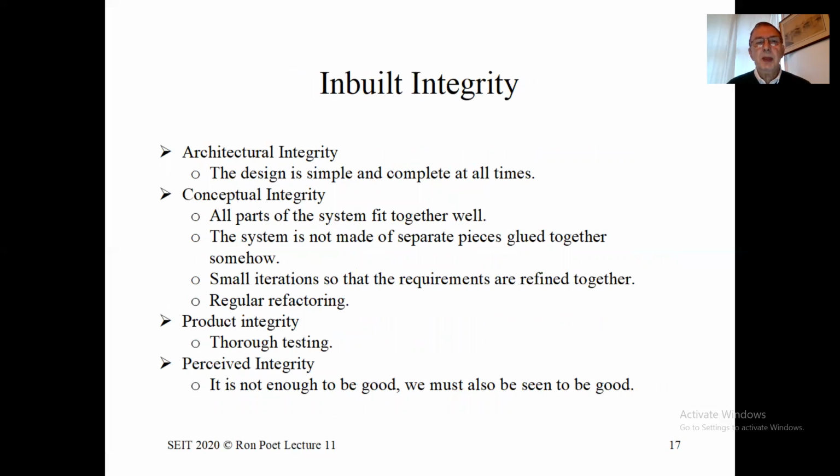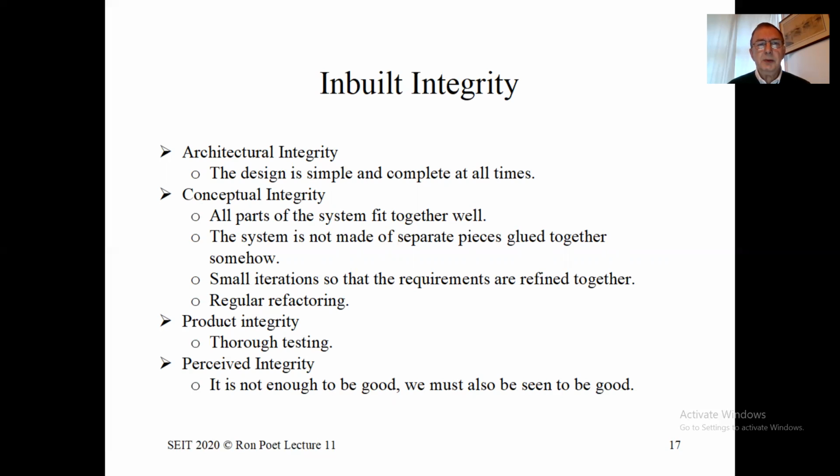Inbuilt integrity. So there's several different aspects of integrity of the product. So architectural integrity, this means that the design is simple and the design is complete at all times. So we want to keep the design simple, and that's actually going to be quite challenging. So when we start a project, we have an idea of how we're going to build it. And so our initial design is going to be nice and clean and good. But as we go on, we'll add stuff to it, and eventually the integrity will get compromised.